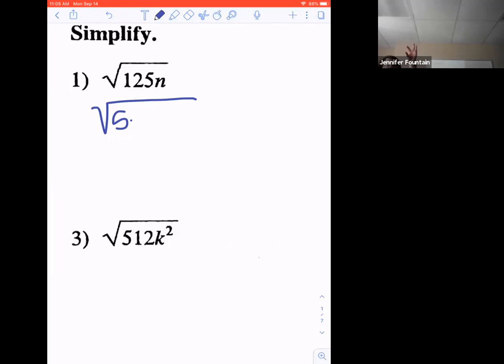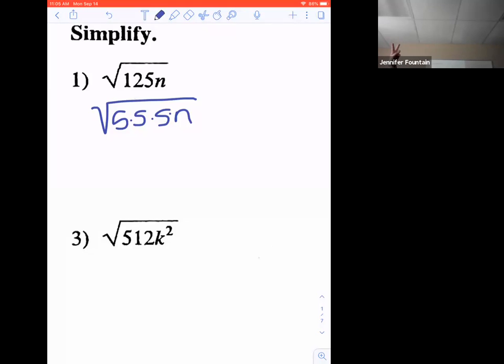Now we have to break 25 into prime factors. What makes up 25, Sadie? 5 times 5. Good. So we have 5 times 5 times 5 equals 125. So we've expressed that as prime factors. Now n, I only have one n. So I'm going to list it as one of my prime factors is n.